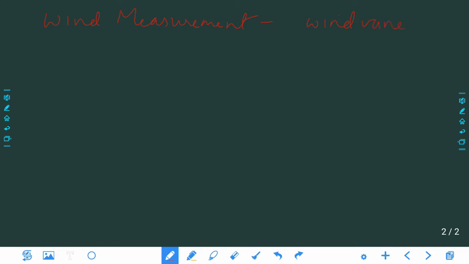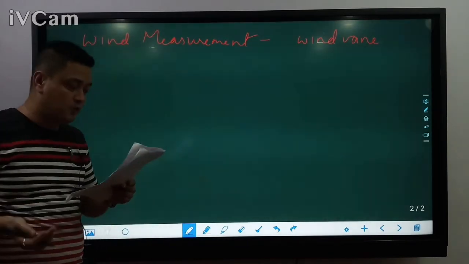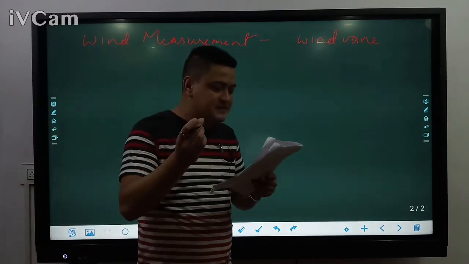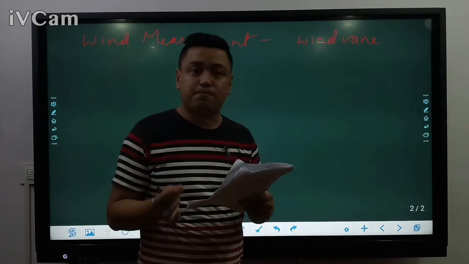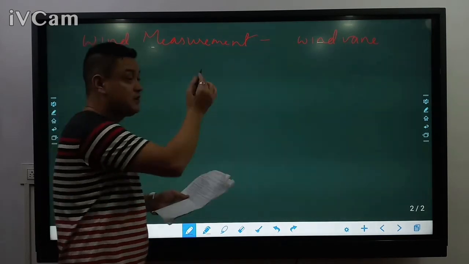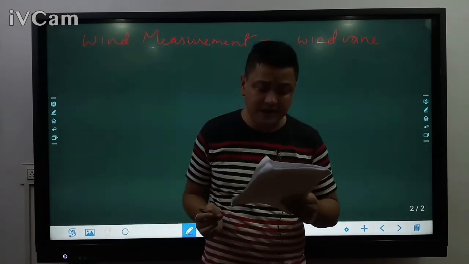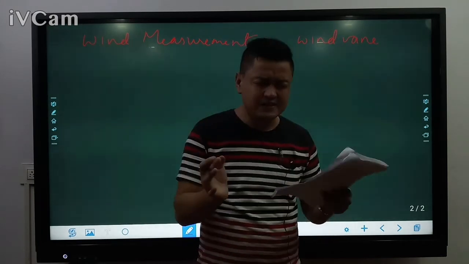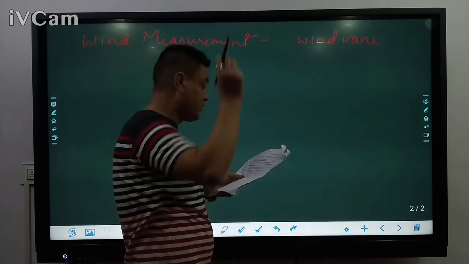Wind vane, okay, or a weathercock or a weather vane. Now, it should be placed in an open area where the wind is not blocked by buildings or trees. This instrument for measuring the wind should be placed in an open area where it is not blocked by buildings or trees. So it should be placed on top of a building.